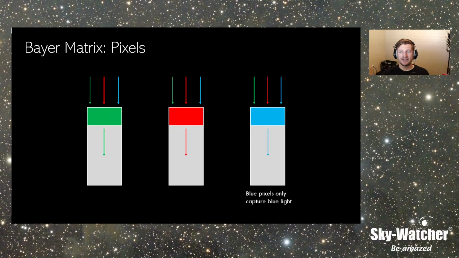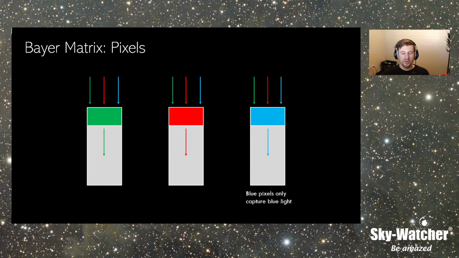Now, that can be difficult when you are trying to be a little bit more selective of what you're letting through, especially when we're talking about narrowband. And narrowband, if you're not familiar with that, is where you use specialized filters to isolate certain wavelengths of light. Most popular are hydrogen alpha, sulfur 2, and oxygen 3.